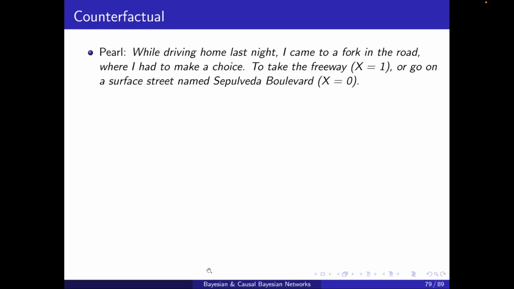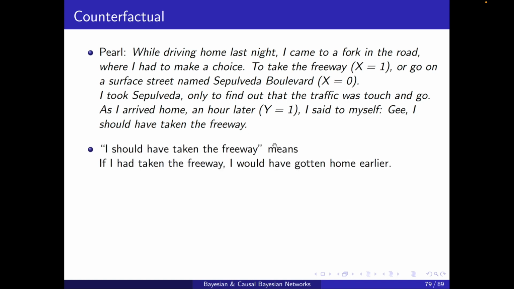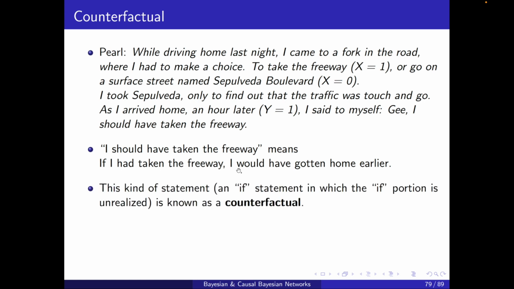I start by quoting from Pearl. While driving home last night, I came to a fork in the road where I had to make a choice. To take the freeway, X equal to 1, or go on a surface street named Sepulveda Boulevard, X equal to 0. I took Sepulveda only to find out that the traffic was touch and go. As I arrived home an hour later, Y equal to 1, I said to myself, gee, I should have taken the freeway. I should have taken the freeway means if I had taken the freeway, I would have gotten home earlier. This kind of statement, an if statement in which the if portion is unrealized, is known as a counterfactual.